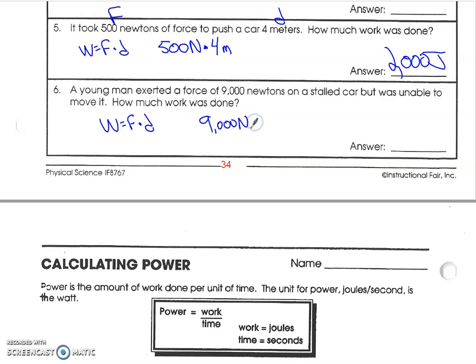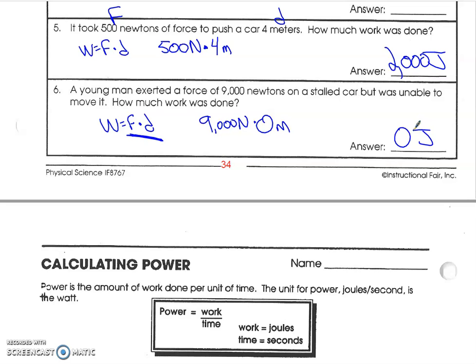But the problem is the car didn't move. So the distance is 0 meters. So when you think about this equation, even though that person was using a lot of force, putting a lot of effort into that, since the car didn't move, no work was done. So that ends up being 0 joules. All right, so that's calculating work.